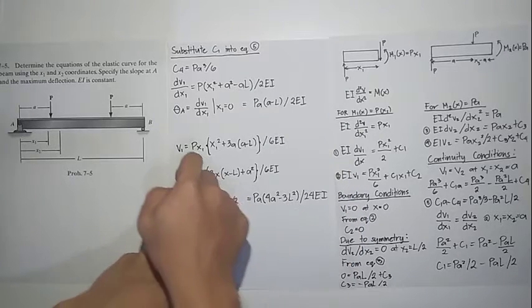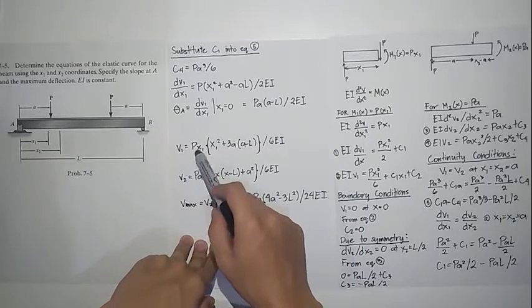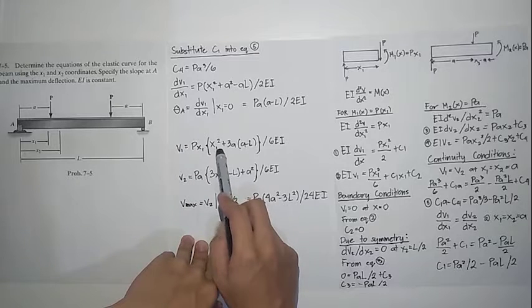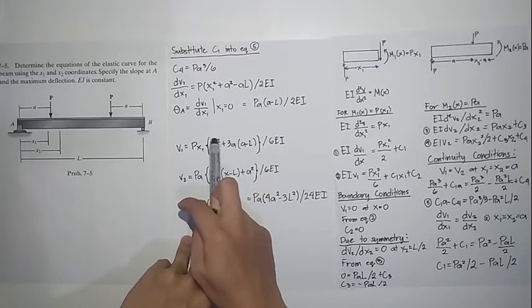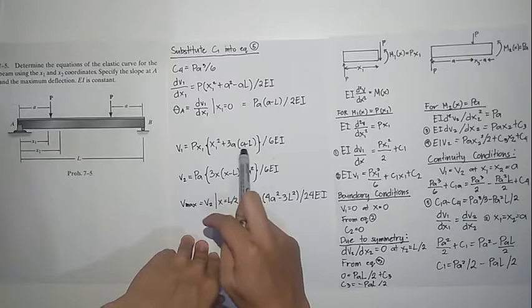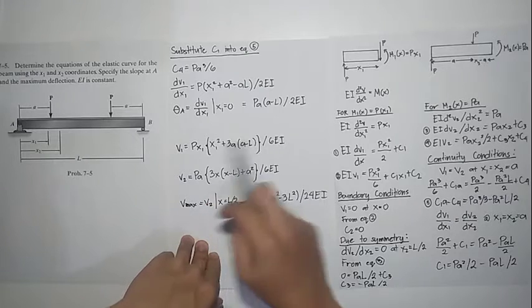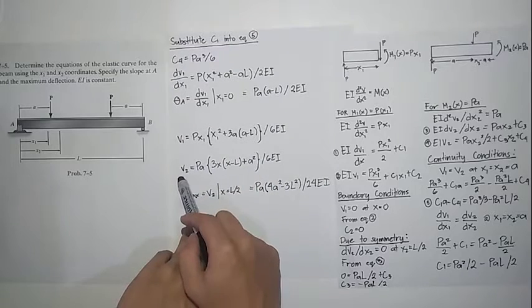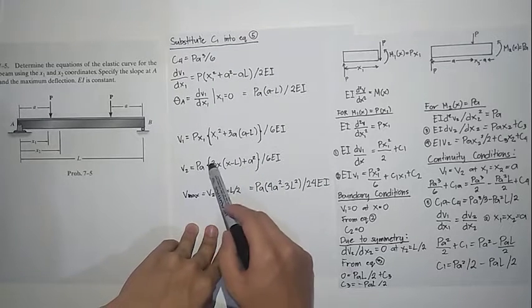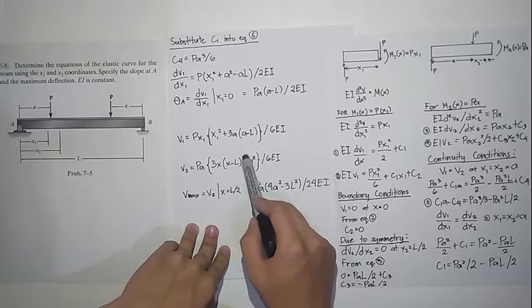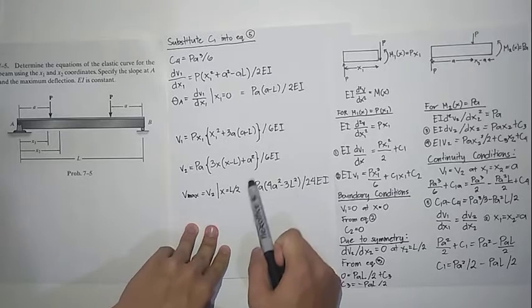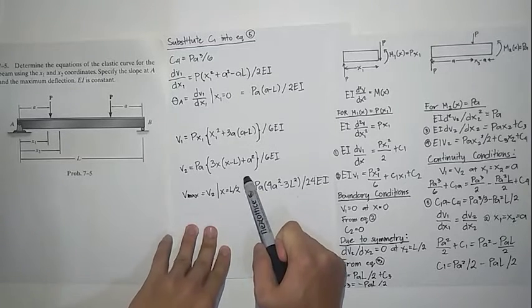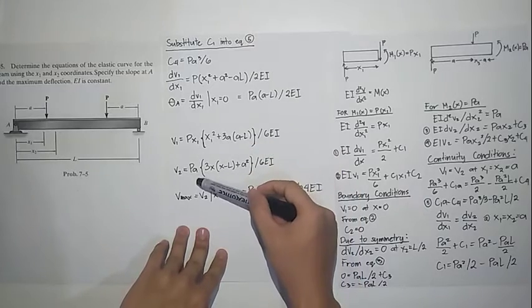Sa susunod po ay ang V1 equals to Px1 where ang x1 po ay x1 squared plus 3a times a minus L all over 6EI. So, next po ay ang V2 where PA na A po ay ang 3x times x minus L over A squared all over 6EI. So, ito na po ang pangatlong equation.